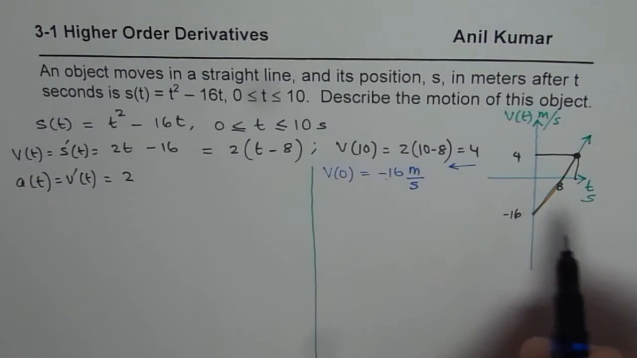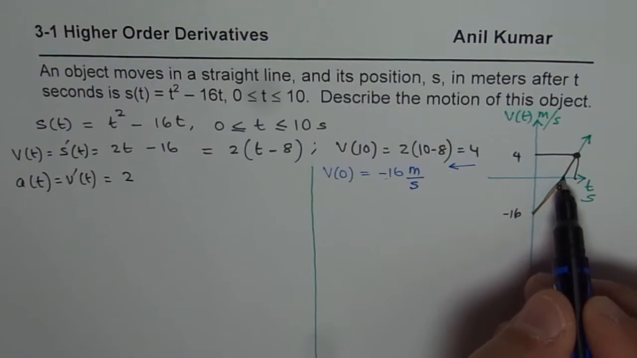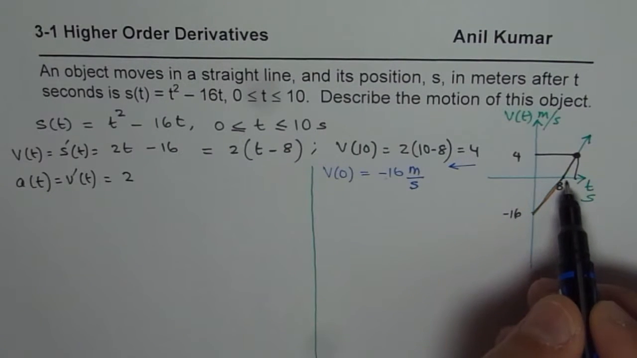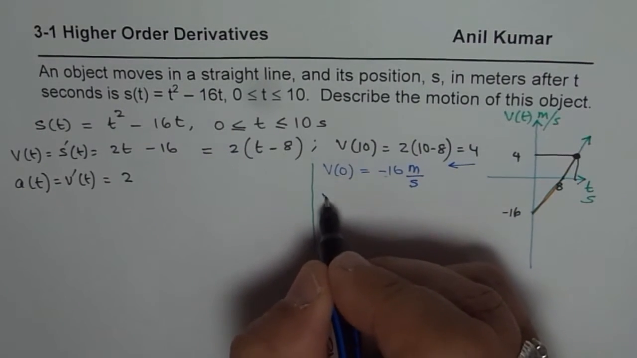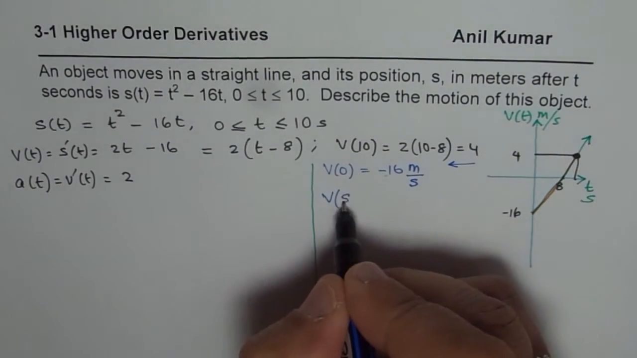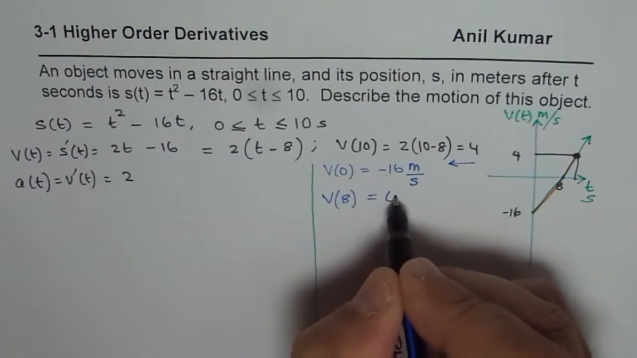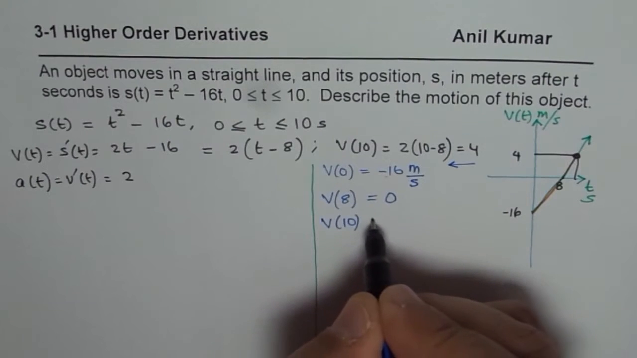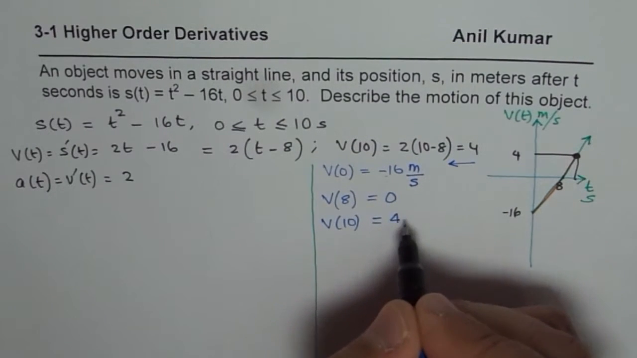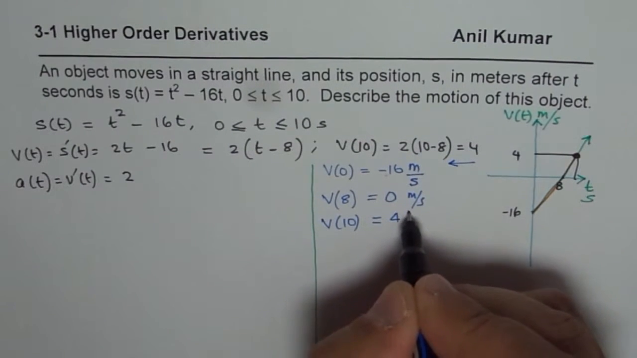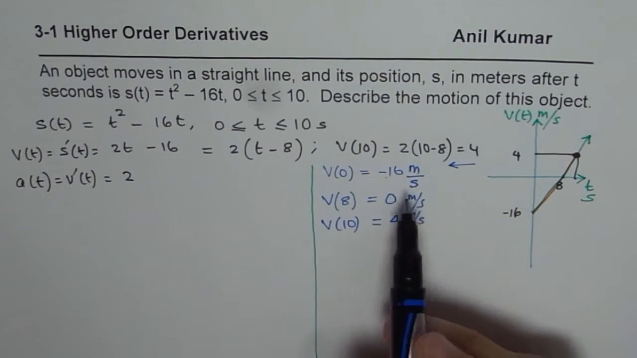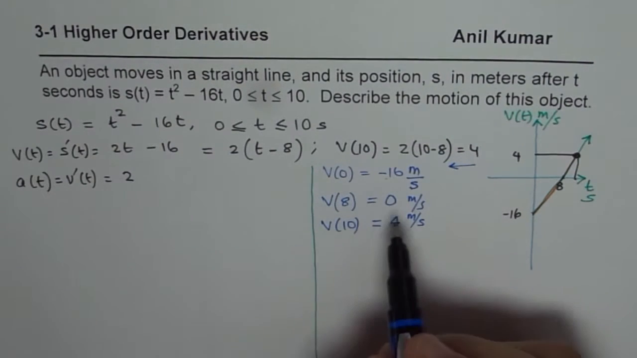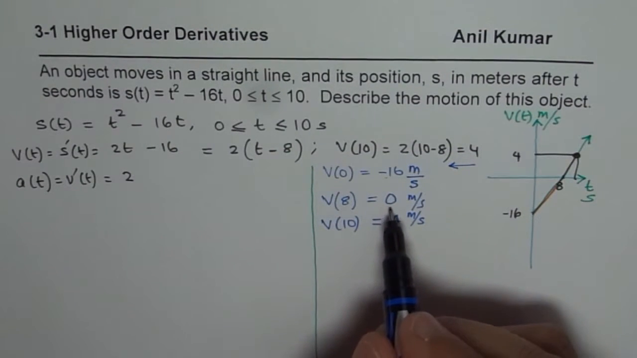So the object is moving in this direction, and at this point, what really happens is that the velocity is 0. So at t equals 8, velocity is 0. And at t equals 10, the velocity is 4, right? All are in meters per second. Now what really does it mean? 0 velocity means a turning point, right?